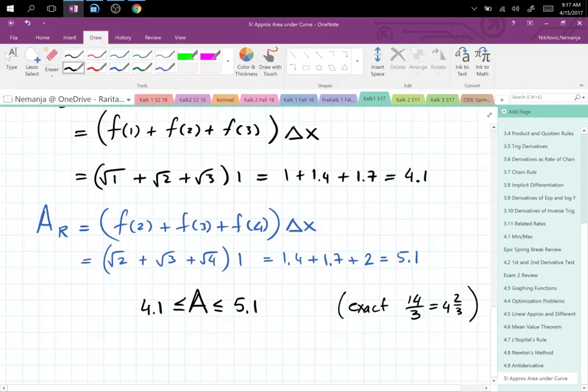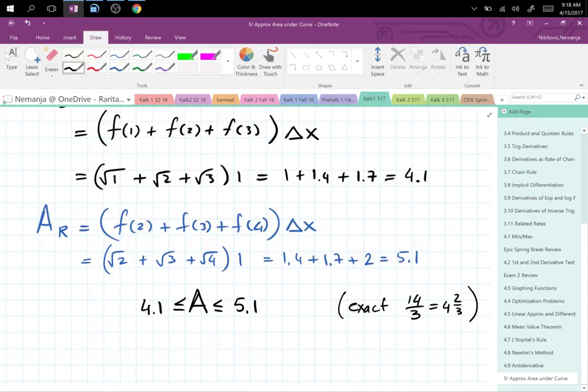I was just verifying that the answer was okay, right? We got 4.1, we got 5.1, and then I used the magic. Yes, I used the magic. I used the force to find that 14 over 3.